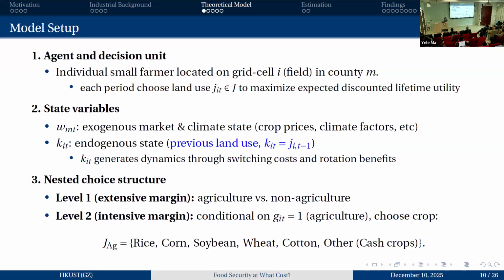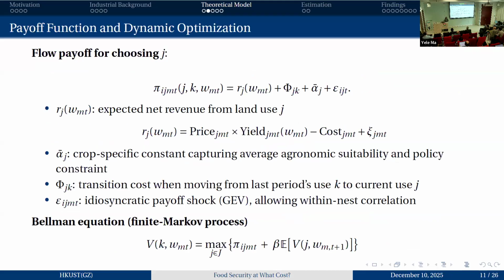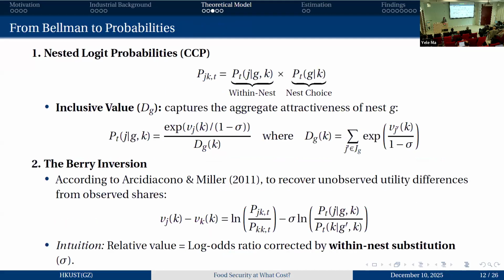Our choice set is very natural, with two layers. First, farmers decide to crop or not to crop. Second, if they decide to crop, which type of crop. I cannot go into detail because it's really very simple, and I think most of you have fancier models than mine. We just bring in the matrix structure and make the state conditional on the previous land use.